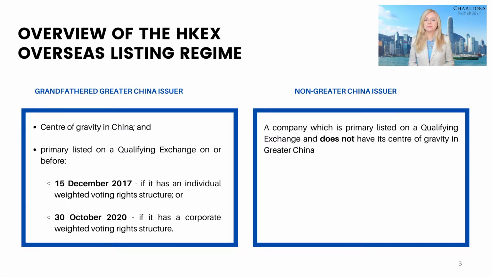Throughout the webinar, I'll also be frequently making references to two rather long terms: grandfathered Greater China issuers and non-Greater China issuers. A grandfathered Greater China issuer is a company which has its centre of gravity in Greater China and is primary listed on one of three qualifying stock exchanges: the New York Stock Exchange, NASDAQ, or the premium segment of the main board of the London Stock Exchange, on or before 15th of December 2017 if it has an individual weighted voting rights structure, or 30th of October 2020 if it has a corporate weighted voting rights structure.